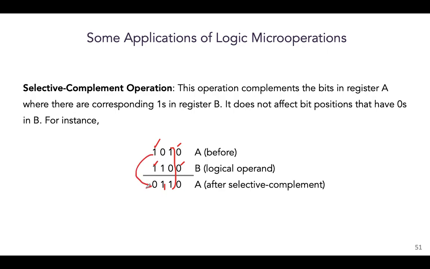It will become 0. So whenever you want to selectively complement certain bits of a register, you take another register and place ones in those corresponding locations which you want to complement, and then simply perform the selective complement operation with that register. Any location where there is a 1 in this B register, those corresponding bits in the A register will be complemented. If they are 0, they'll become 1. If they're 1, they'll become 0.